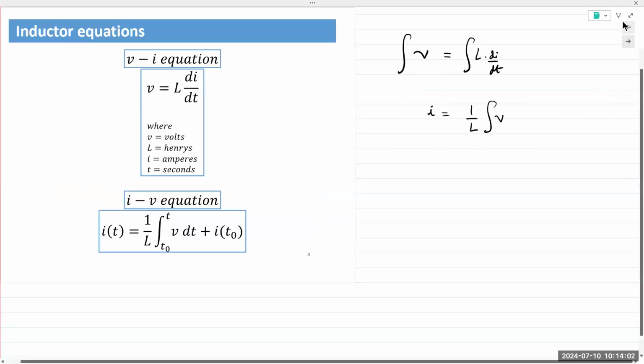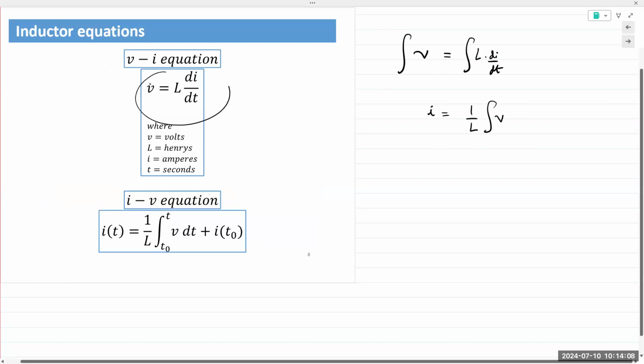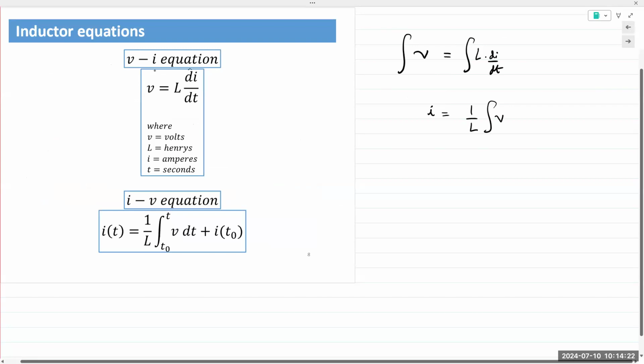The inductor equations, primary equation is in terms of the voltage. Inductor voltage V is given by the product of L and the derivative of the current with respect to time. It is the rate of change with time. So inductance times the rate at which the current changes. That is di over dt.